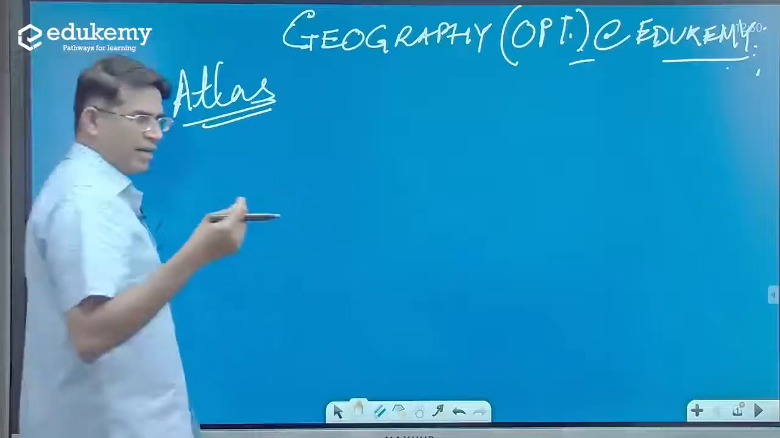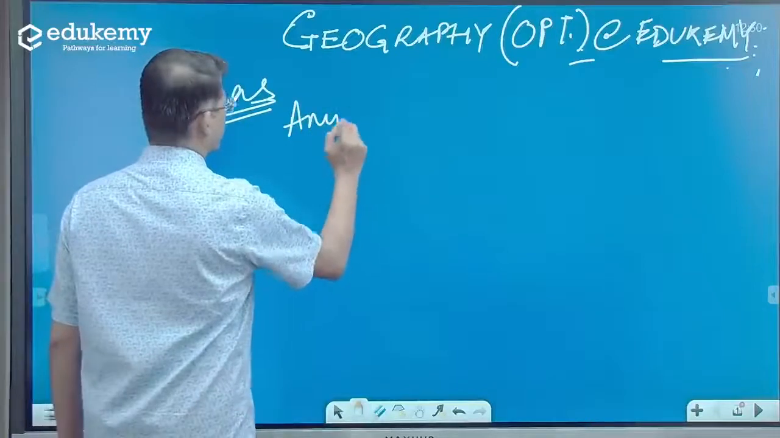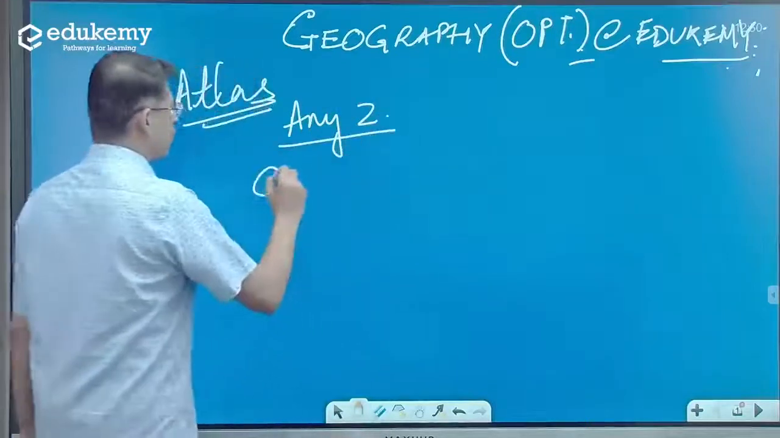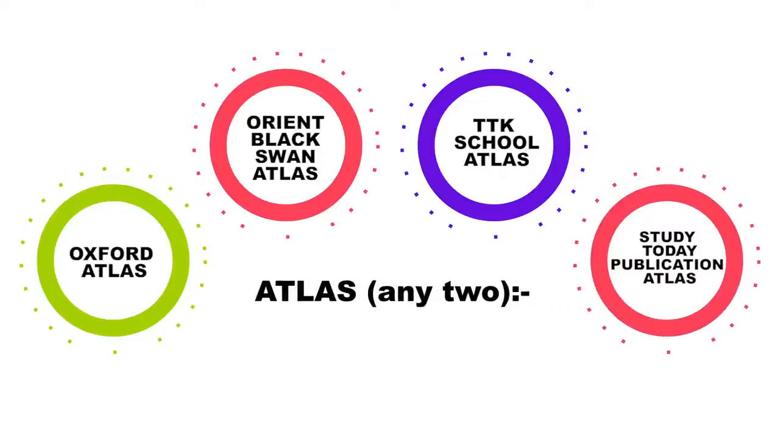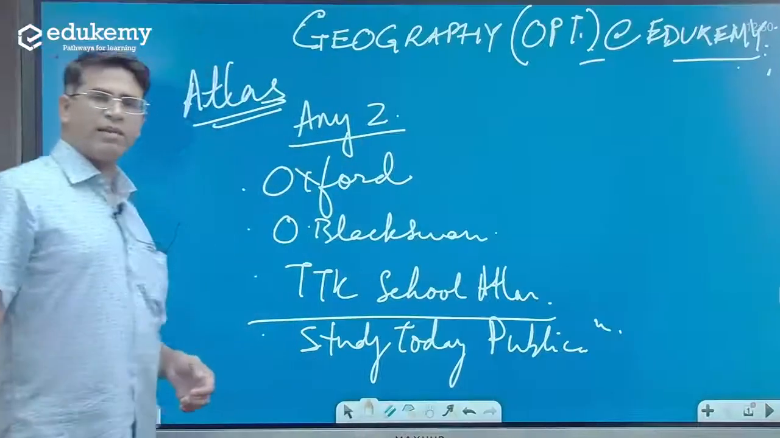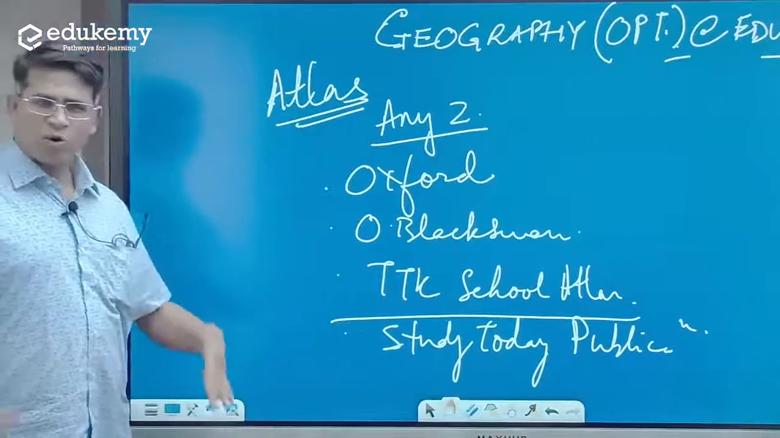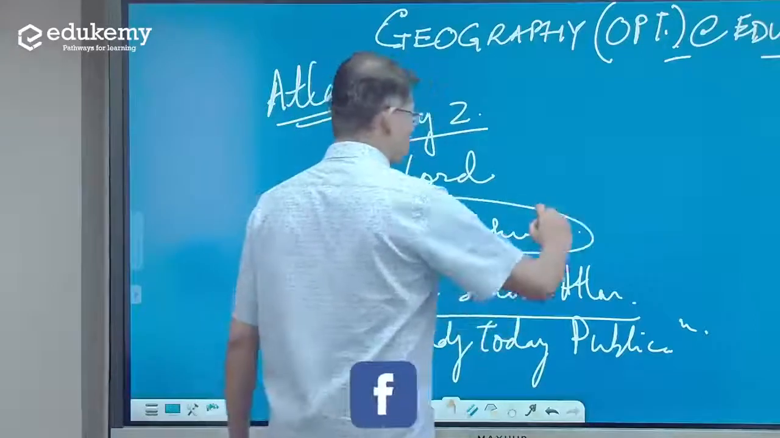I will recommend at least you can go for 2 atlases, any 2 of the following. So you have Oxford Atlas, you have Orient Black Swan Atlas, and you also have TTK School Atlas. Go for any 2. In recent times, there was one more atlas by Study Today publication. So this is more about Indian geography or Indian maps. So of these 4, go for any 2, though I would prefer that you have Orient Black Swan for sure.